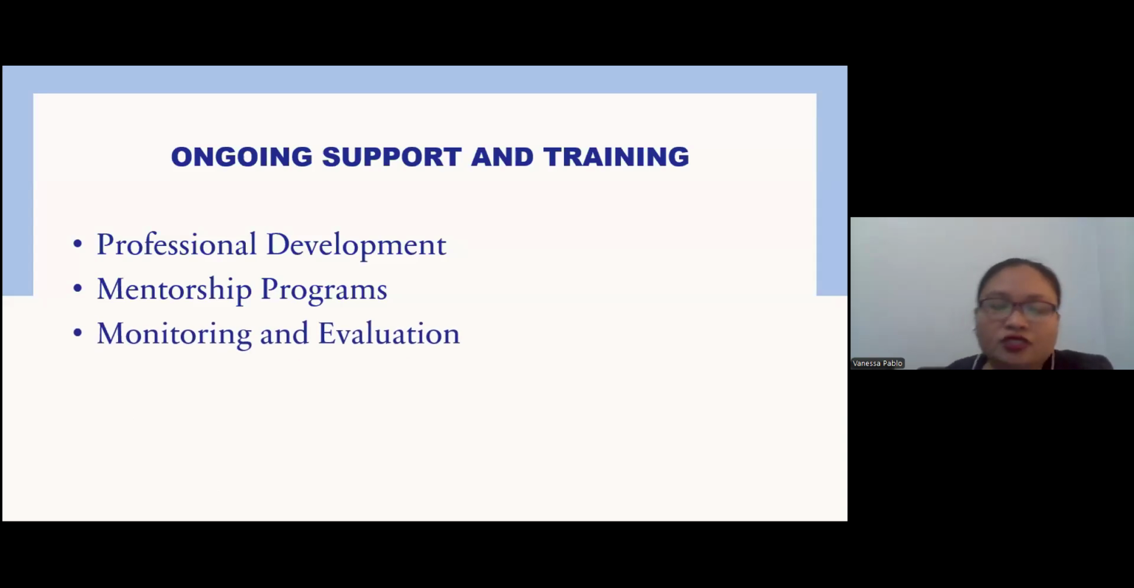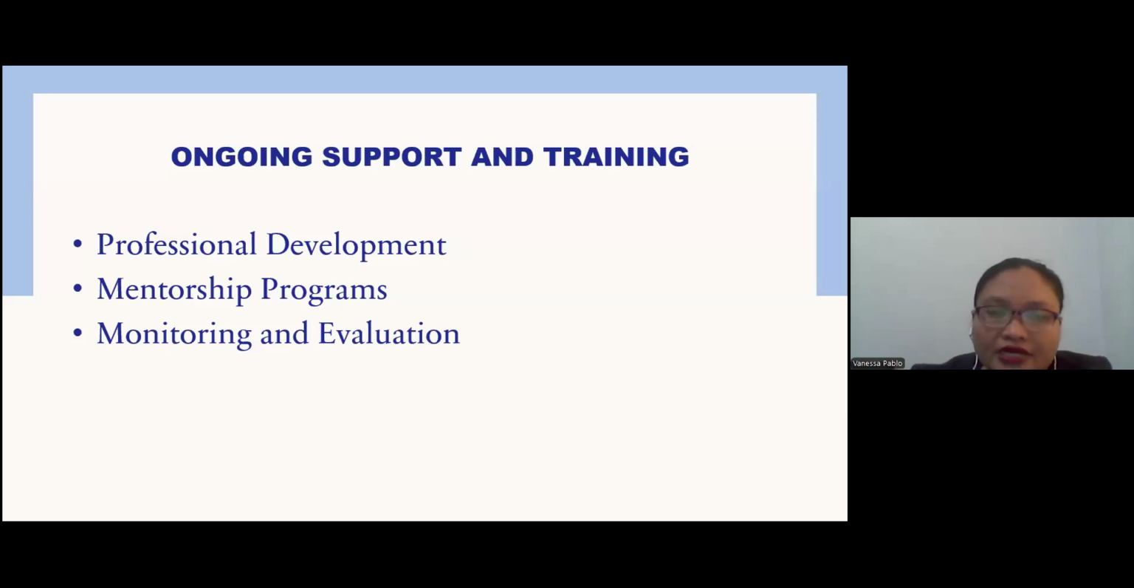Monitoring and evaluation. So for ongoing support and training, there should be monitoring or regular assessment of the effectiveness of the training, at the same time, whether the goals of the training are being applied. Okay. So continuous improvement can also help the teaching practices improve, and at the same time, the adjustments that have to be made, okay, during the process.